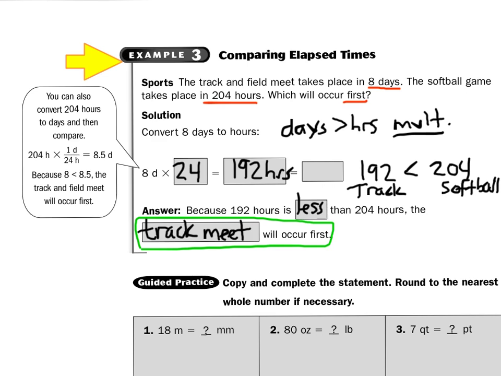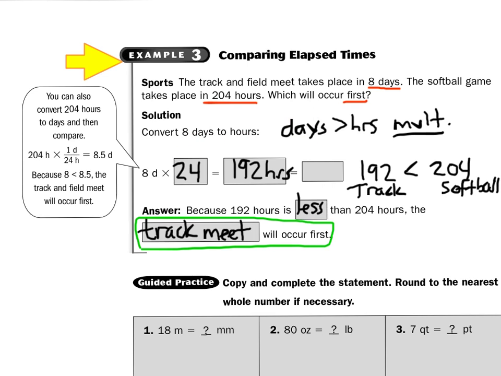So anyway, I'm back. Okay, take a look at example 3. The track and field meet takes place in 8 days. Underline that. The softball game takes place in 204 hours. Underline that. Which will occur first? Okay, so that means which will occur in the shortest amount of time. The first thing to occur. So we need to convert 8 days into hours so that we can compare them.